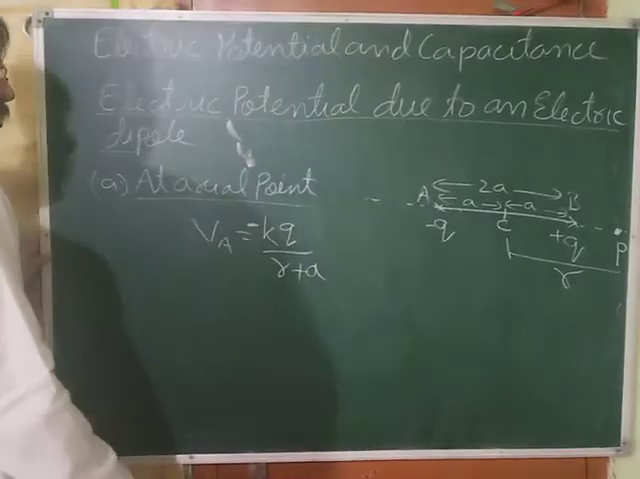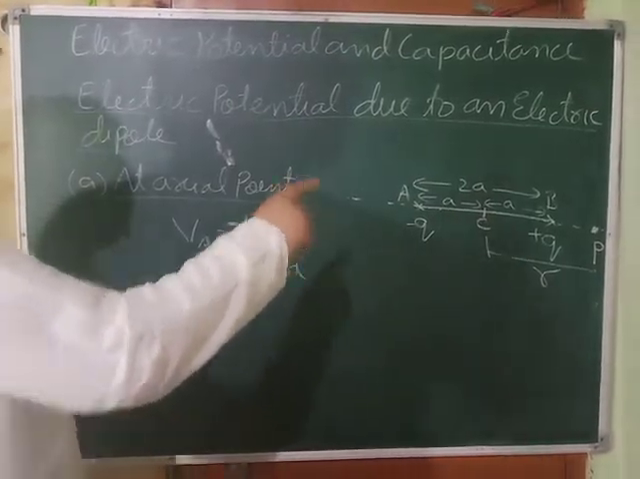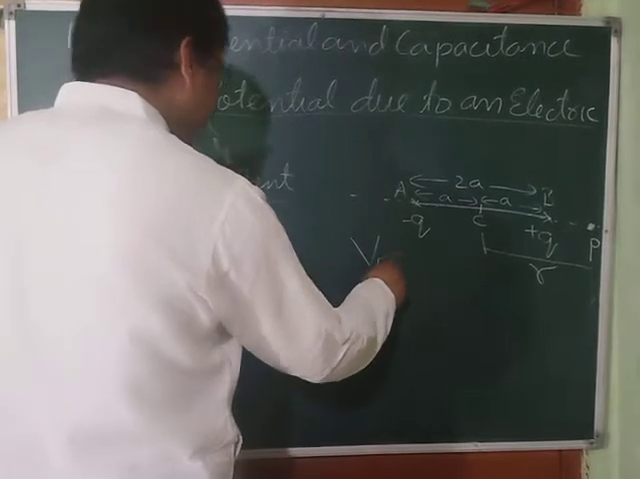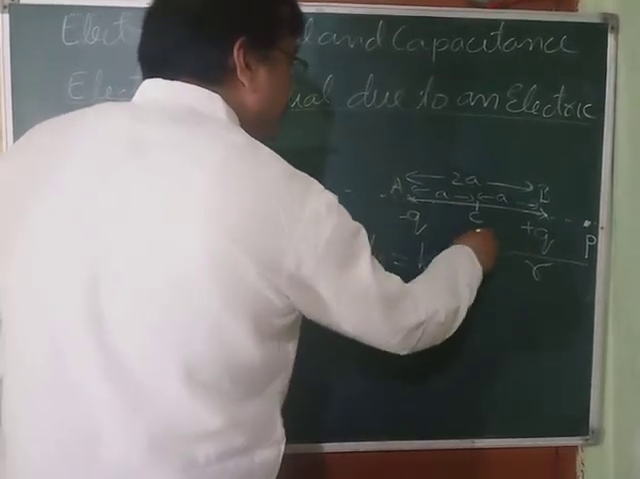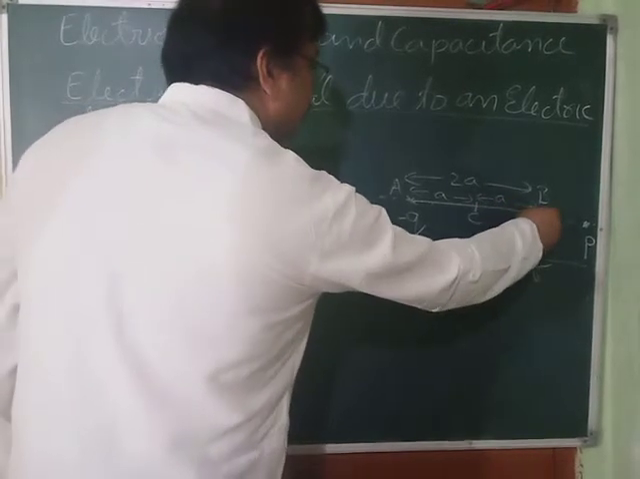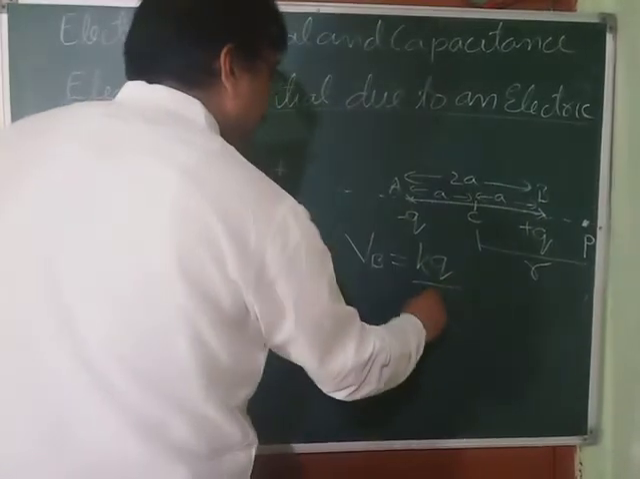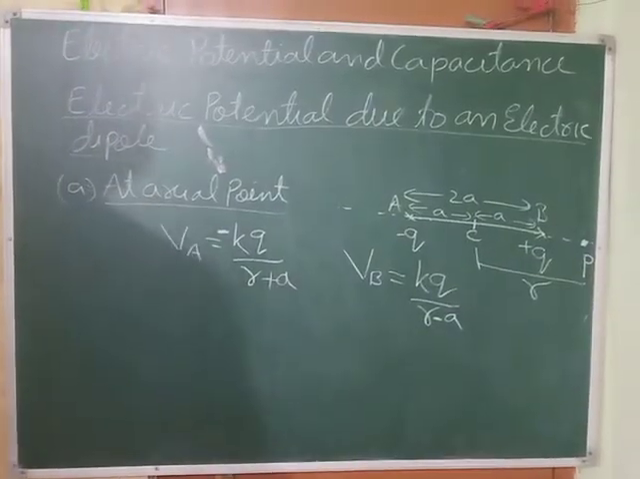What about the potential due to the charge which is placed at B at point P? So potential at point P due to the charge placed at B, we can write, is KQ upon R minus A, since you have to subtract A to get this distance. So R minus A is what we are getting. Now what is the total potential at point P?